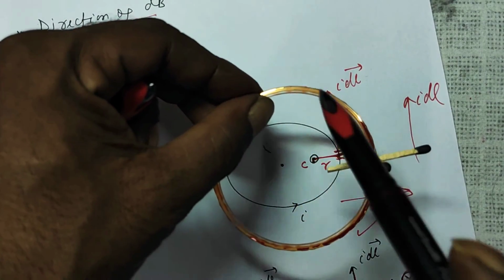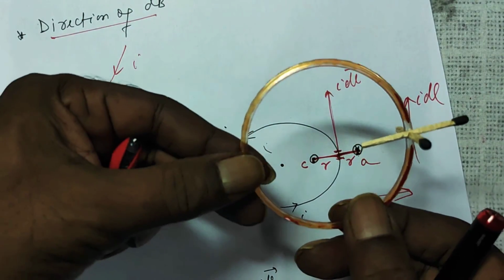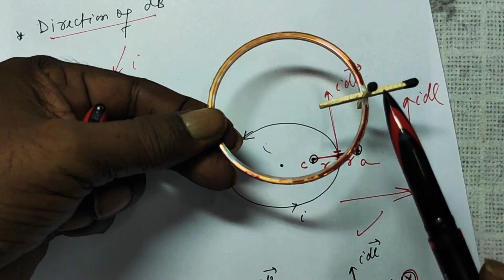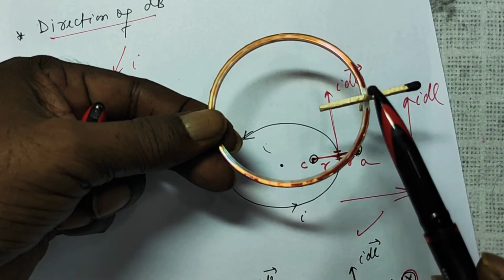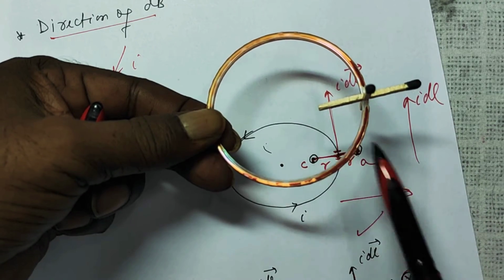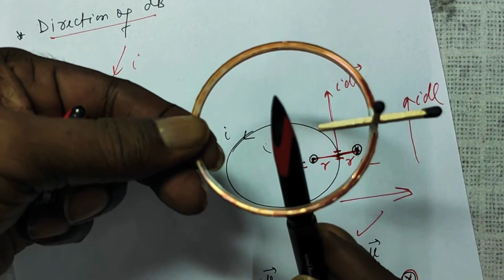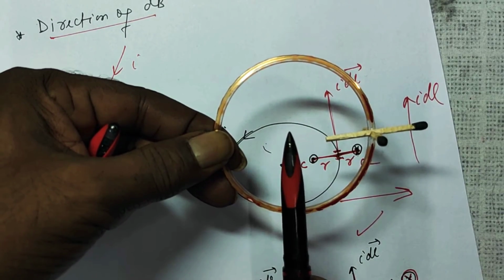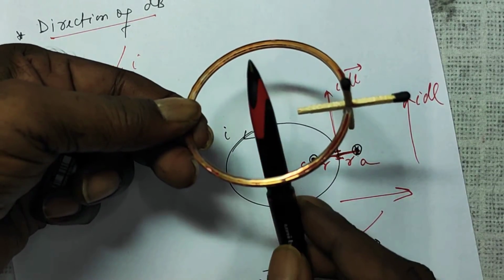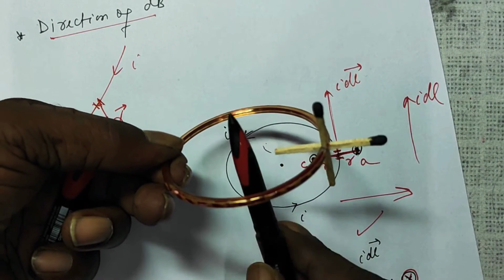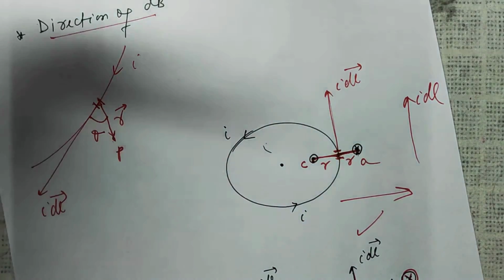So for this circular wire loop carrying current, when seen from the top, if it is anticlockwise, then the magnetic field lines are like this. Means it is entering from the bottom and coming out from the top.